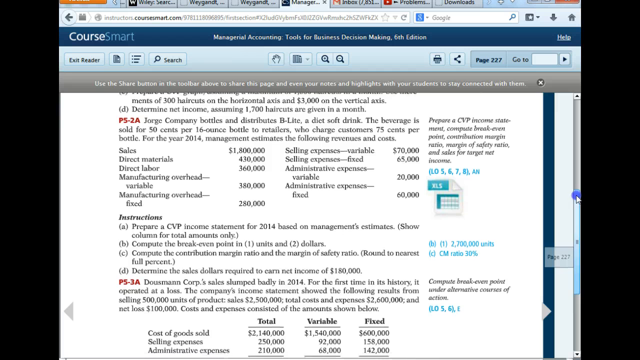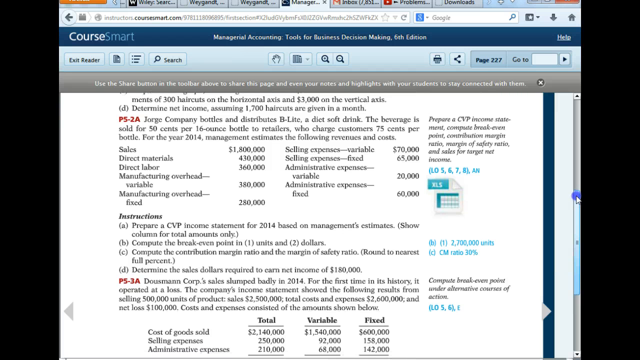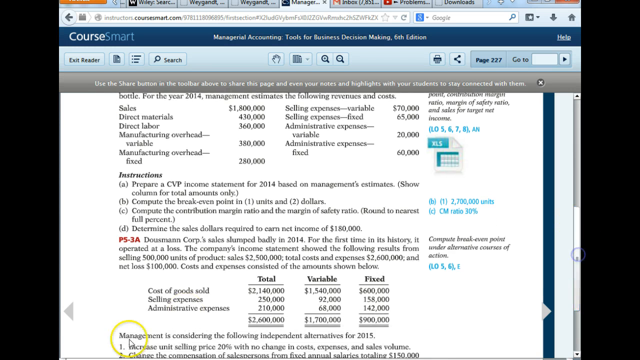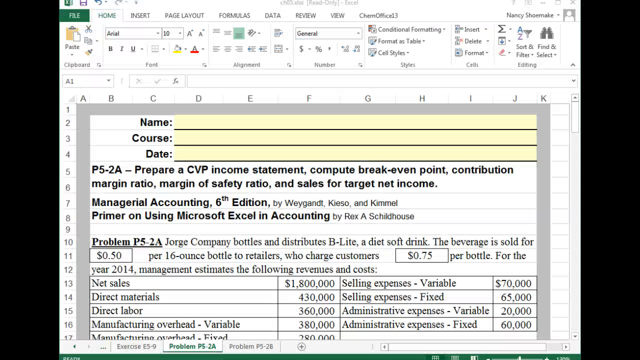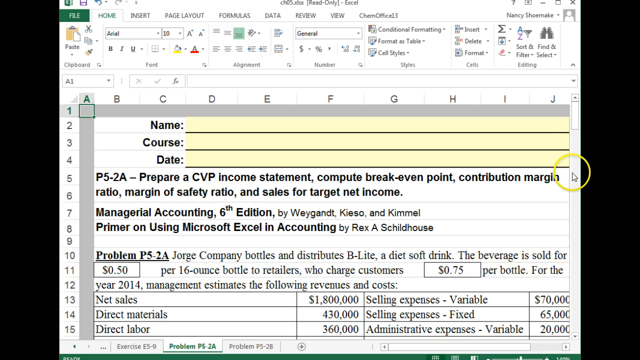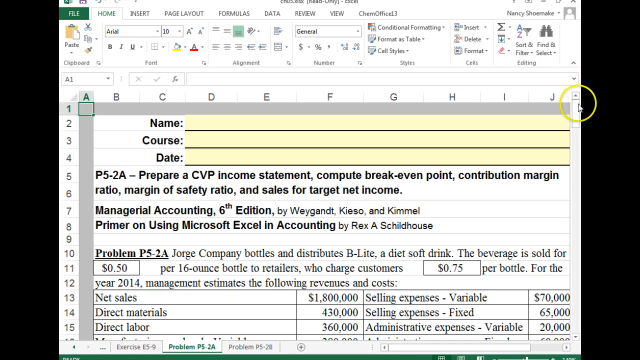We're supposed to prepare a CVP income statement for 2014 based on management's estimates. Then we'll compute the break-even in units and dollars and compute the contribution margin. So the first step that we're going to do is compute this income statement. I wish I could make this bigger. Can't.